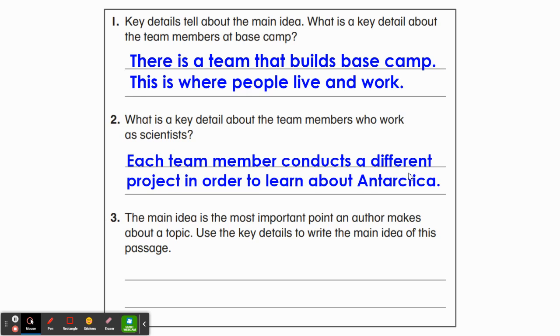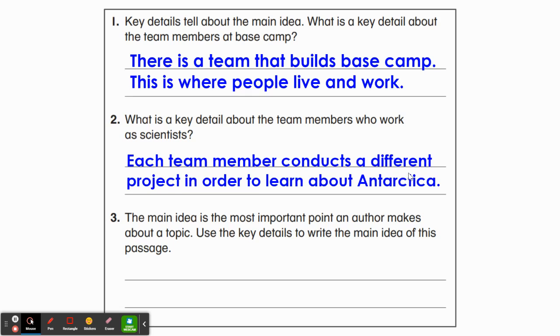Number 3, the main idea is the most important point an author makes about a topic. Use the key details to write the main idea of this passage. So we've learned about key details about people at base camp, where people live and work. We learned about scientists who have to work together to conduct experiments or projects. And I want us to also think about our essential question. Why is teamwork important? What is the author trying to tell the reader in this text? What is the most important point they are trying to make?